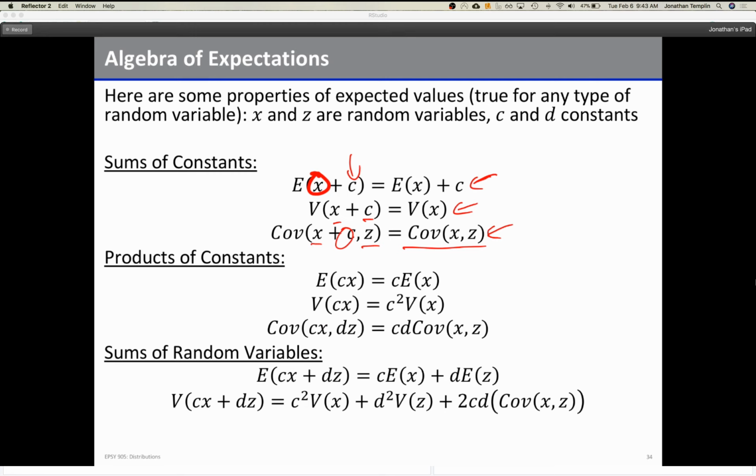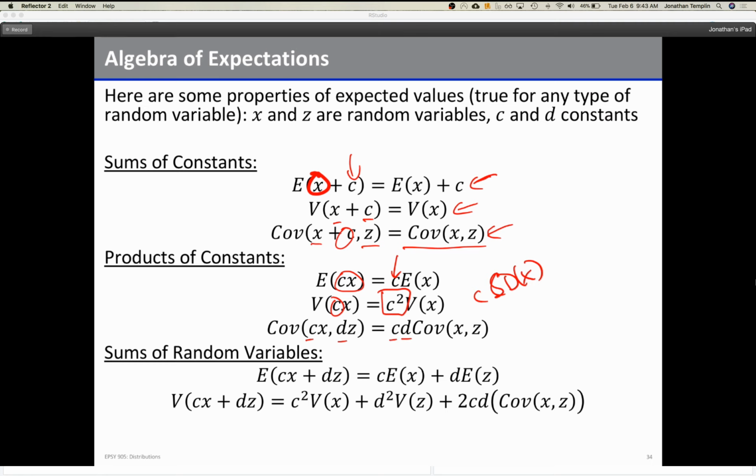Now, what happens when we multiply the random variables by a constant? If we take a random variable x and multiply it by a constant c, the mean is multiplied by that constant. Same thing with the variance, except that if we multiply x by c, the variance of x changes by that constant squared. And really, if we're talking about the standard deviation of x, it would be the constant itself, because remember, the variance is the square of the standard deviation. And similarly, the covariance changes as well, by c times d times the covariance.